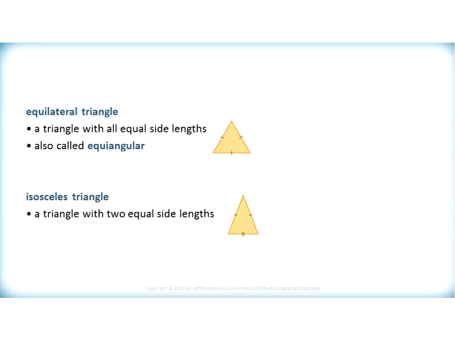So we have a lot of terms in this particular chapter. I'm going to start with some terms with triangles. The first is an equilateral triangle, which is a triangle with all equal side lengths. And as a result of all the side lengths being equal, all the angles are equal, and it can also be referred to as an equiangular triangle.